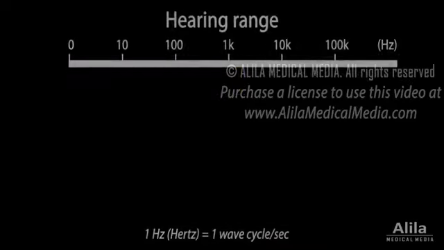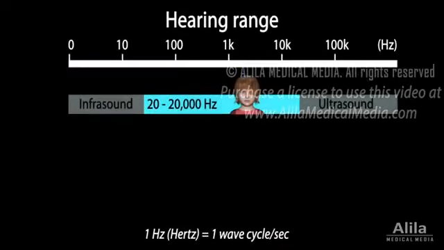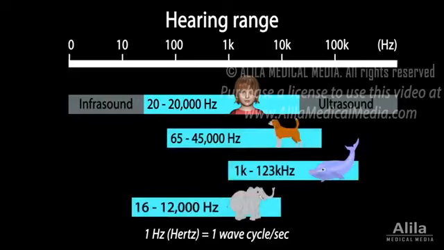Frequency is measured in hertz. A young human ear can detect sounds in the range of 20 to 20,000 hertz. Some animal species can hear frequencies well beyond this range.